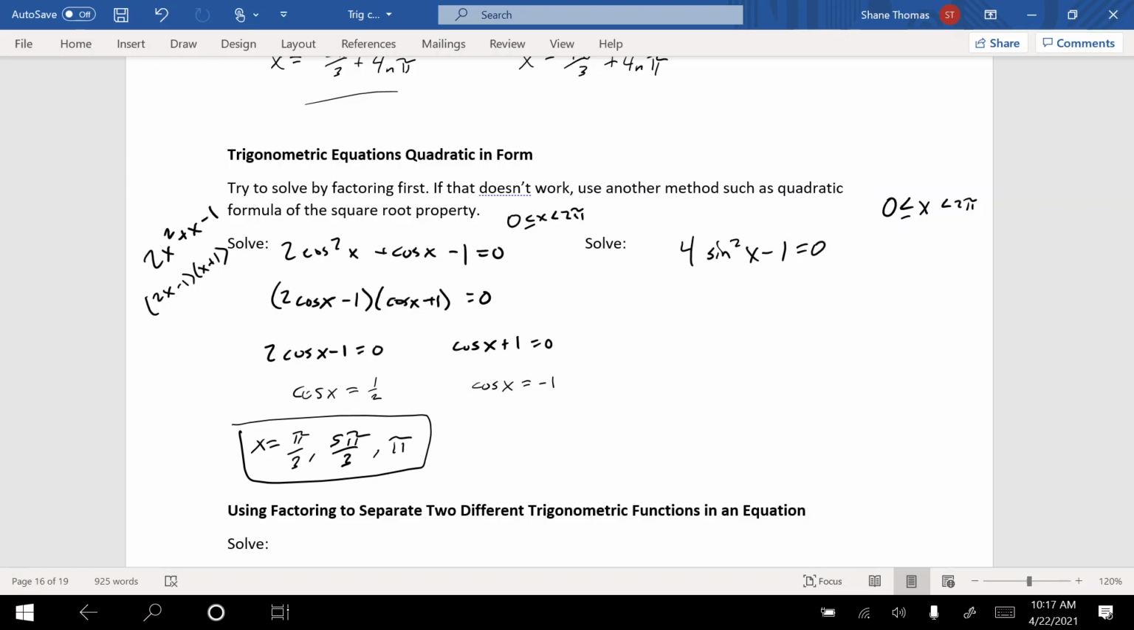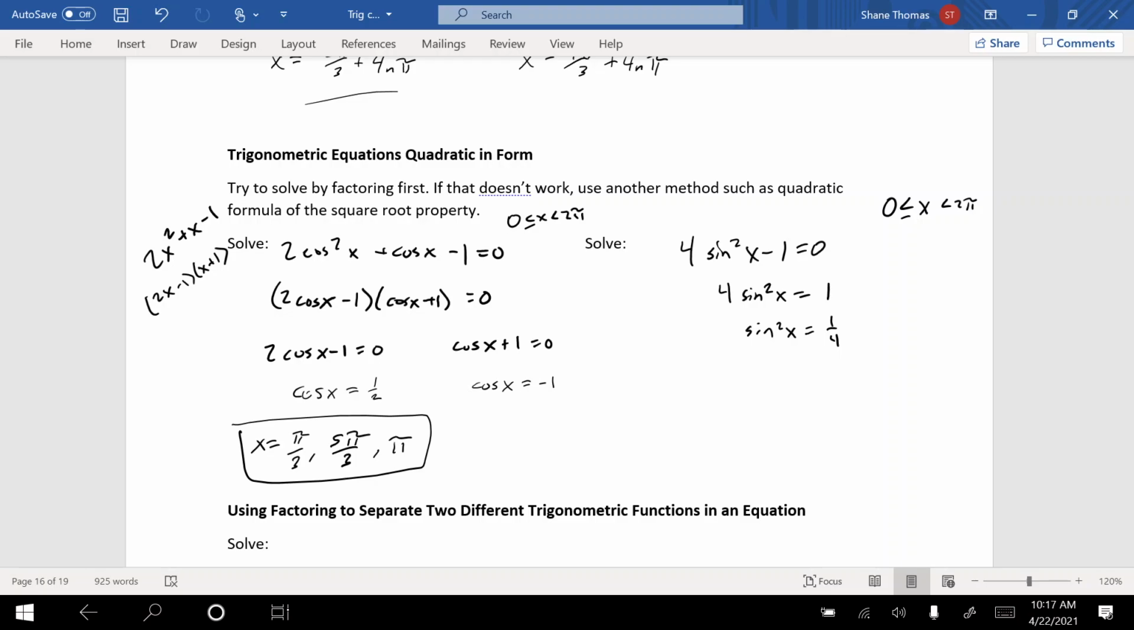All right, you guys remember the square root property? Square root property says if we have a square and only a square with our x, get everything on one side, or just that x term on one side, everything else on the other side, square root both sides. Okay? So this here, I'm going to add that 1 across. So I have 4 sine squared of x is equal to 1. Now I can divide both sides by 4. I get sine squared of x is equal to 1/4.